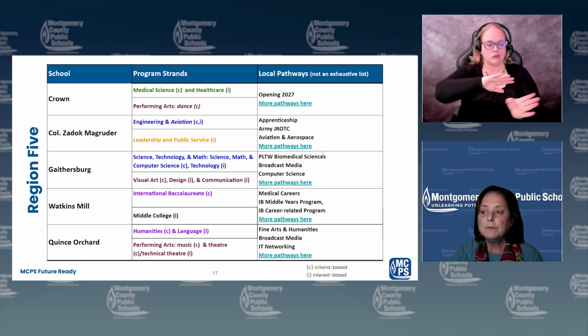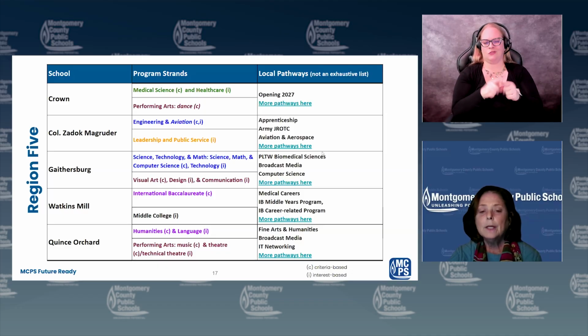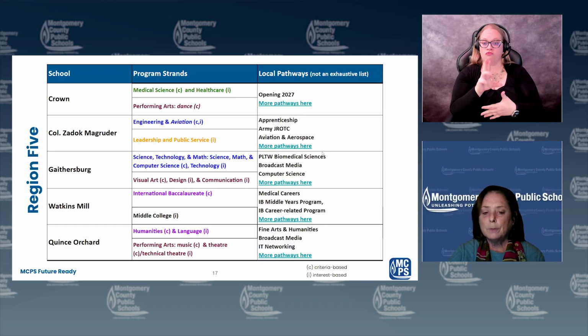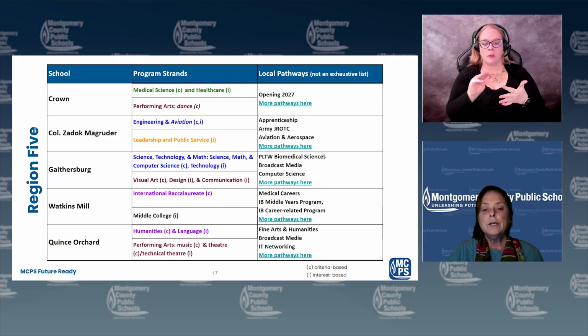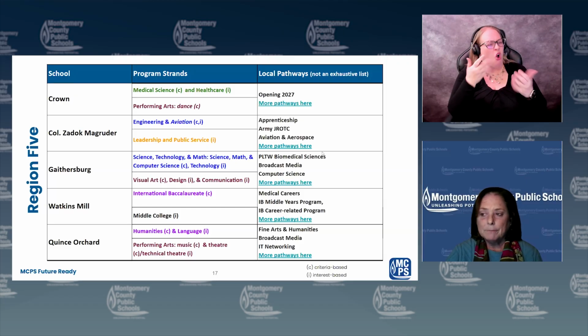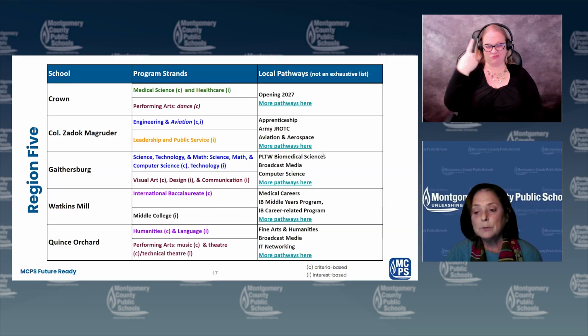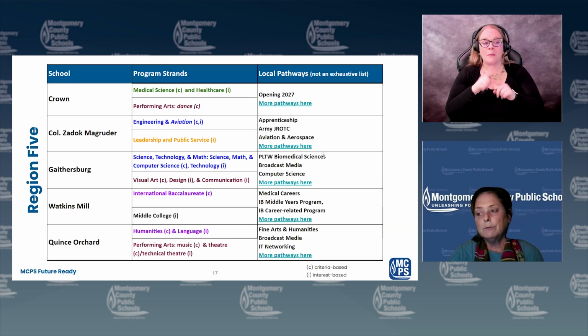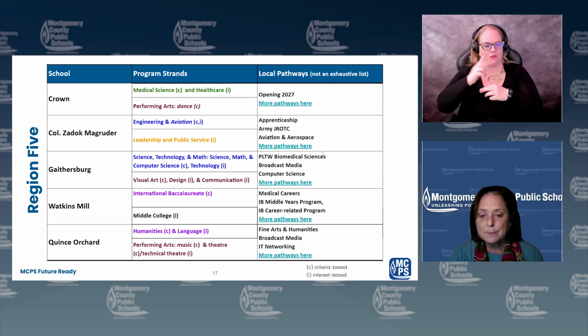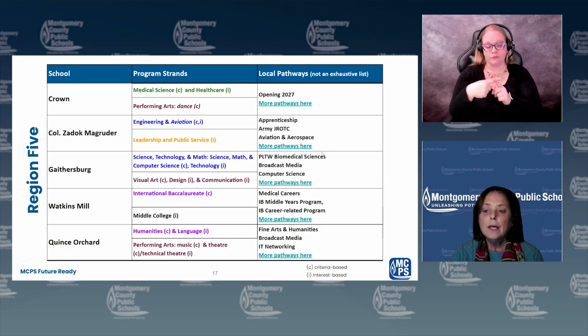So Crown will be the host site for the medical science and healthcare program, in addition, adding to the performance arts theme. Magruder will host engineering, and they already host the aviation program, the only one in the county. However, this would be only available to the students within this region. In addition, they'll capitalize on their leadership and public service programs that they already have in place.